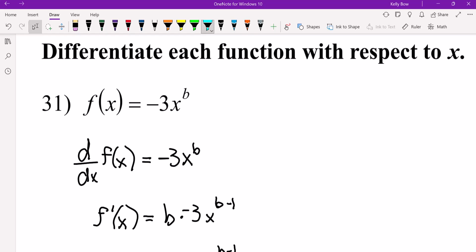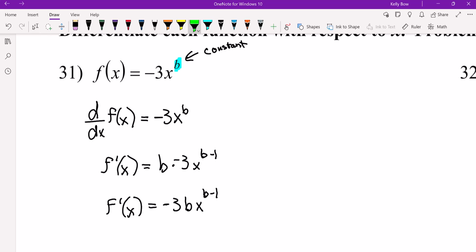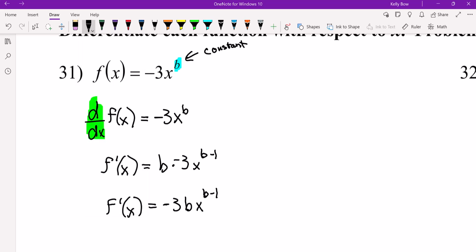Okay, now what happens if we just have these letters? If you have A, B, and C, typically they're telling you that that's a number or a constant. So that could have said 5. So the first thing we're going to do is take the derivative. And then notice this b is going to come in front. And then the exponent, x to the b, becomes x to the b subtract 1.